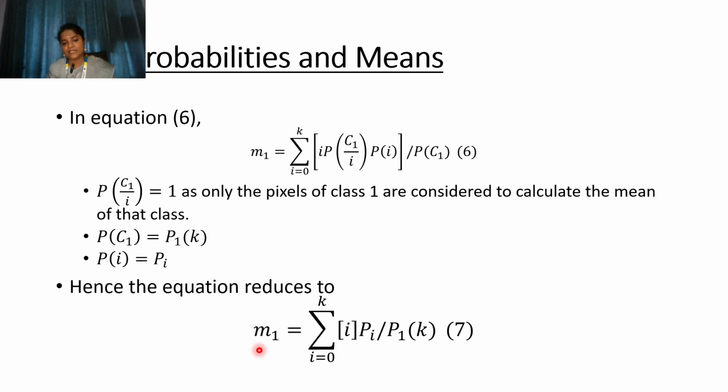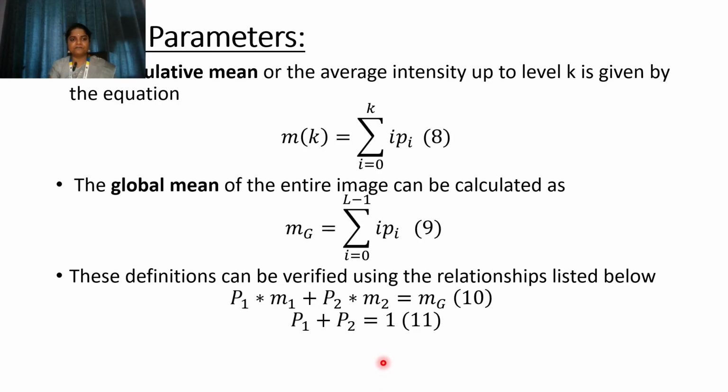Similarly, what is going to be the equation for calculating mean of class 2? It is going to be the same thing. Range is going to be what? It is class 2. So the I is going to range from k plus 1 to L minus 1. So M2 is going to be equal to summation I is equal to k plus 1 to L minus 1, I into P of I divided by P2 of k. Okay. So this is equation 7.